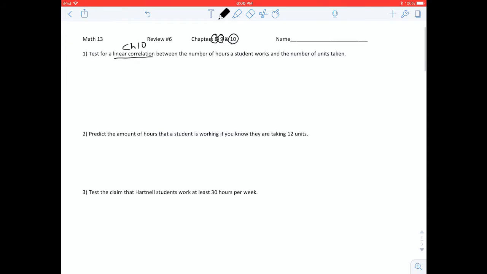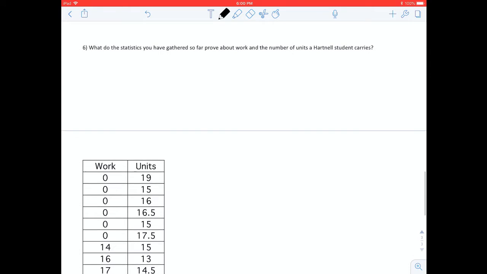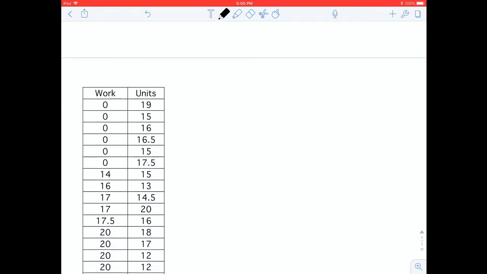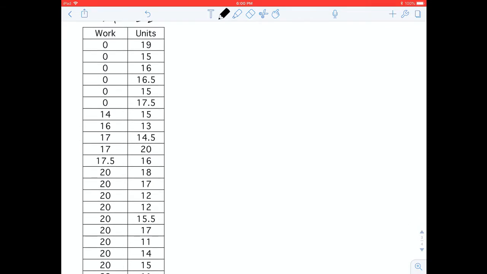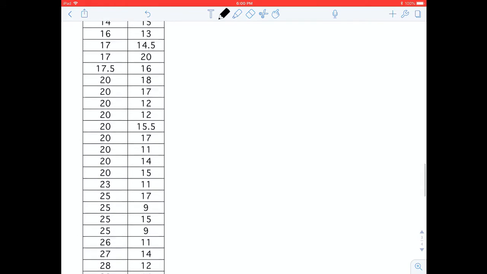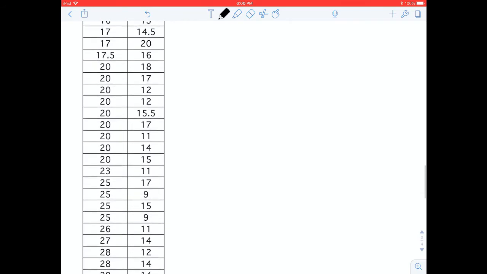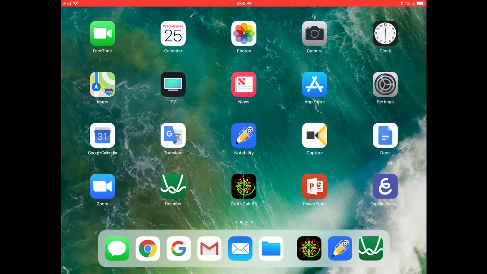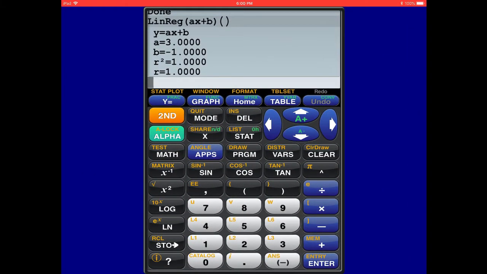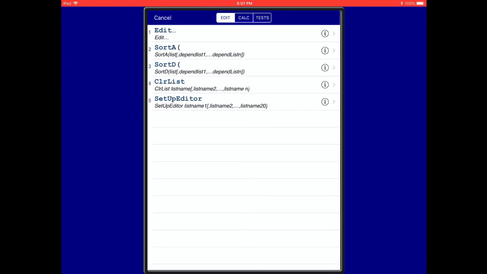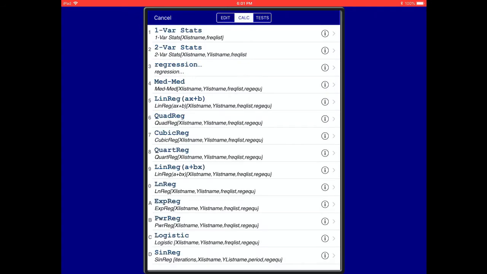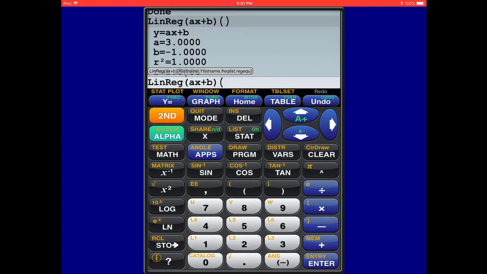And so you need to type the data into two lists, preferably list 1 and list 2. So these are going to stand for the x's and these are going to stand for the y's. I'm not going to do the actual work for you, but go ahead and type those into list 1 and list 2. And then on the calculator, go to stat, calculate, and number 5, the linear regression.